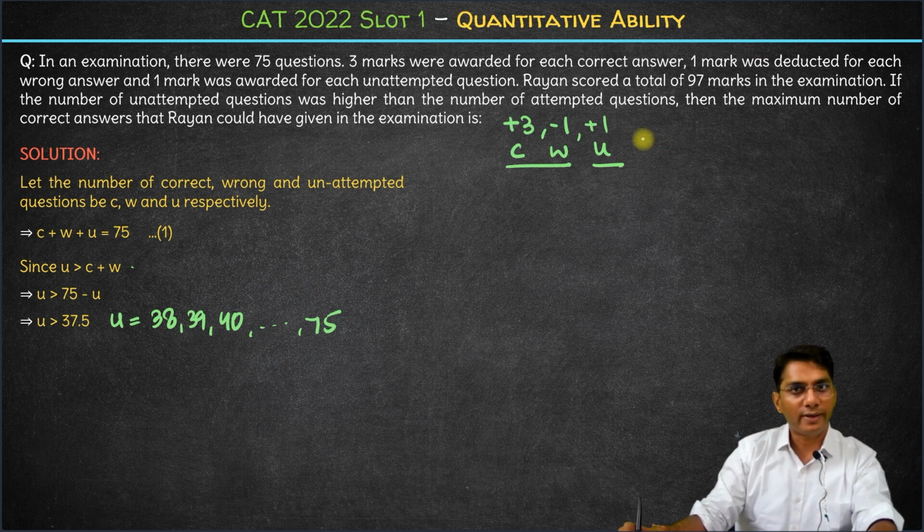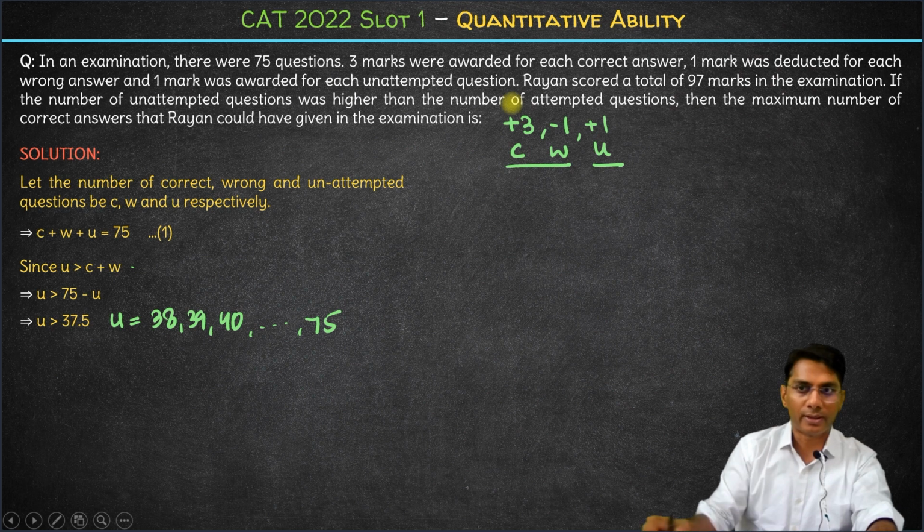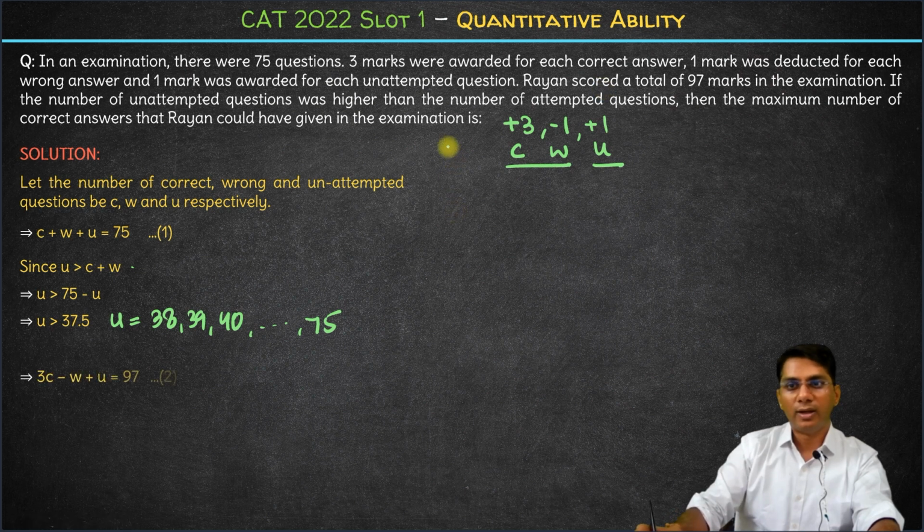Now the 97 marks that he scored must be equal to the sum of the marks from correct questions plus the wrong questions plus the unattempted questions. Now for each correct question he gets +3. So marks for correct answers would be 3 into C. For each wrong answer he gets -1. So marks from wrong answers will be -1 into W and from unattempted questions it will be +1 into U. So 3C minus W plus U. This is the total marks that he would get. This should be equal to 97.